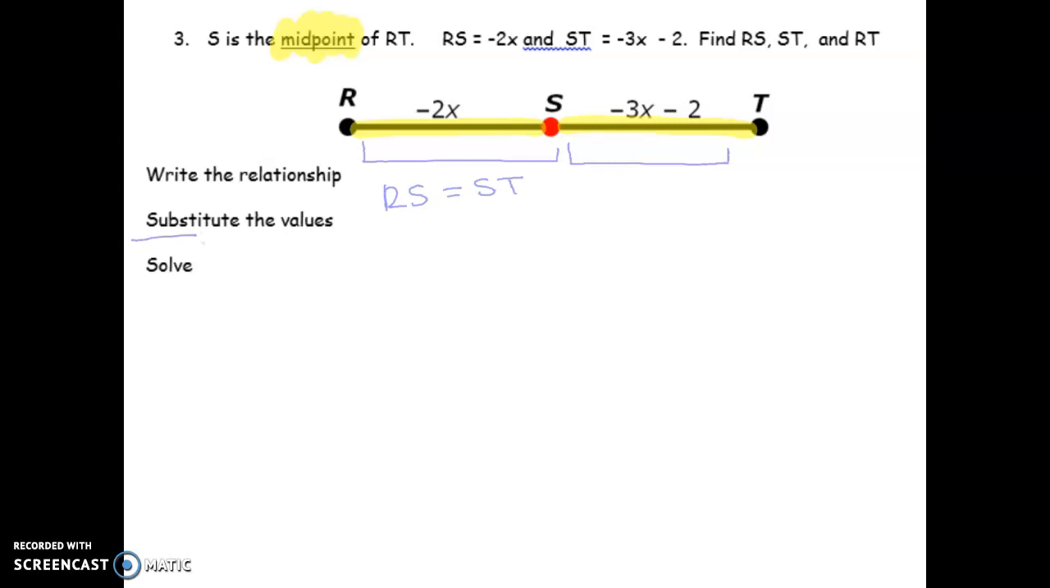And so now we substitute the values and we solve. We know what RS is, we know what ST is. So I want you to pause this video, solve this, come check the answer with me, and then we can finish up our work.